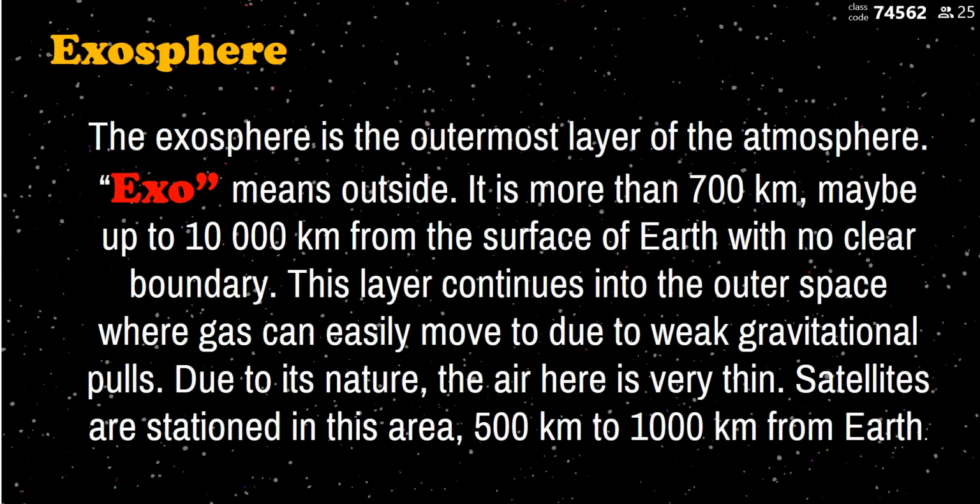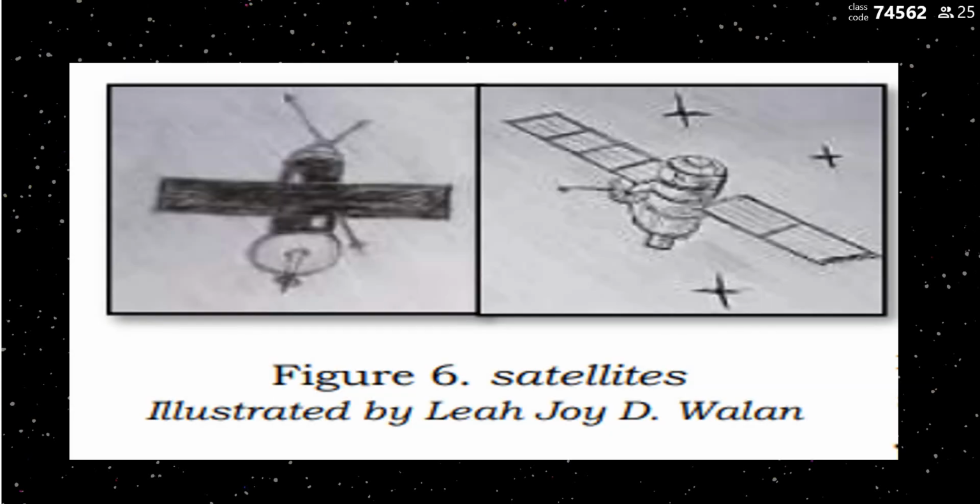Exosphere. Exosphere is the outermost layer of the atmosphere. Exo means outside. It is more than 700 km, maybe up to 10,000 km from the surface of Earth with no clear boundary. This layer continues into the outer space where gas can easily move due to weak gravitational pulls. Due to its nature, the air here is very thin. Satellites are stationed in this area 500 kilometers to 1000 kilometers from Earth. So figure 6, these are all about satellites.